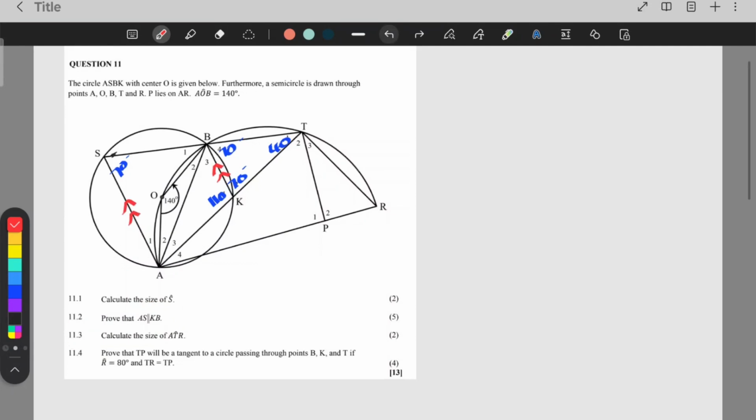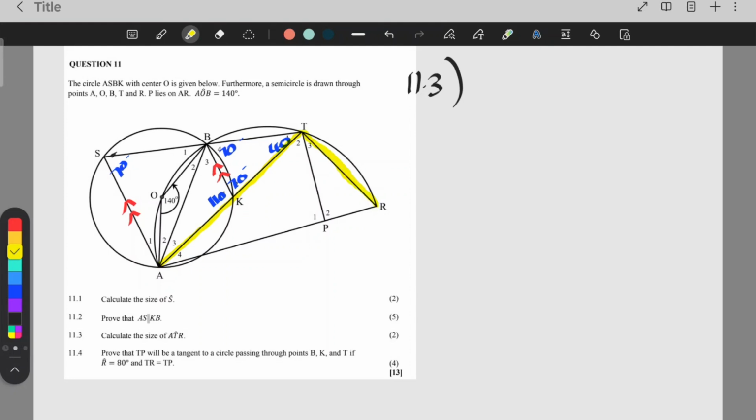Next question, 11.3 says, calculate the size of angle ATR. Okay, so it's that angle over there. So we have to calculate the size of this whole angle over there, angle ATR. And that is for 2 marks. Okay. So angle ATR, when you highlight that angle, let's do it like that, from there to there, ATR.